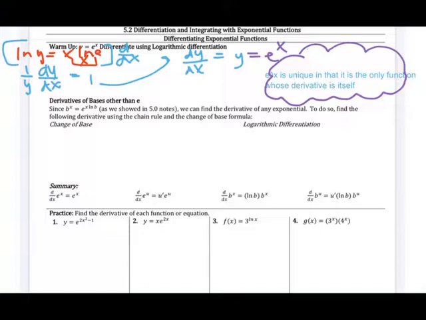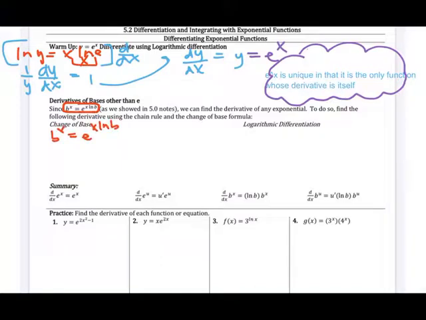In the 5.0 notes and video, we showed that b to the power of x is equal to e to the x natural log of b. And you can go back and look at those notes or the video to verify that to yourself again. But what we're going to use now is the idea of using the chain rule and the change of base formula, and also using logarithmic differentiation to figure out, okay, if I know that b to the x is the same thing as e to the x natural log of b, can I use that information to find the derivative of an exponential function, something to the power of a variable?